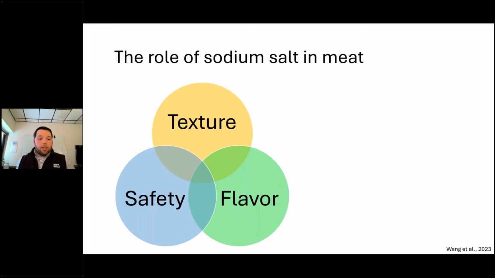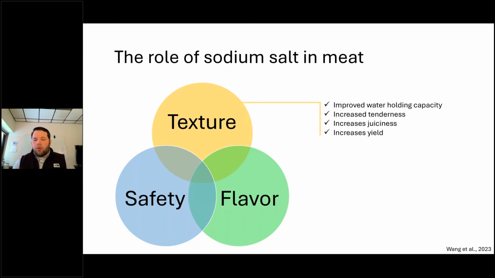Now, sodium salt plays three major roles in meat. That's a role in terms of texture, in terms of flavor, and in terms of the safety profile. When we talk about texture, adding salt to a meat product is going to improve the water holding capacity. That's going to improve things like juiciness, as well as tenderness and yield. And it's going to give the product that consistent taste and juiciness and flavor that customers expect.